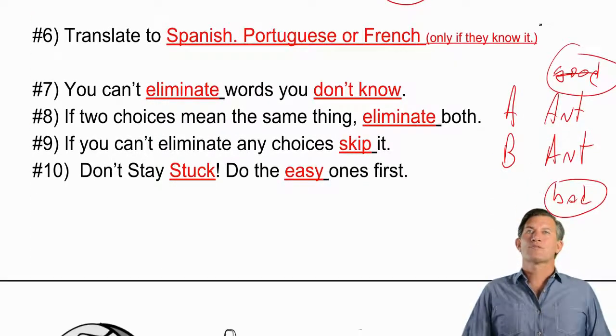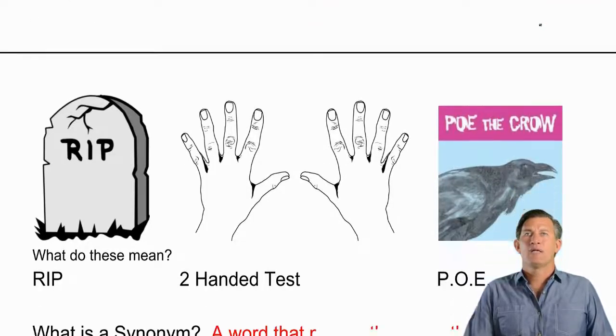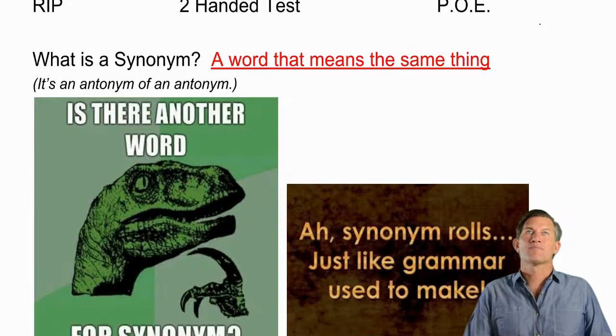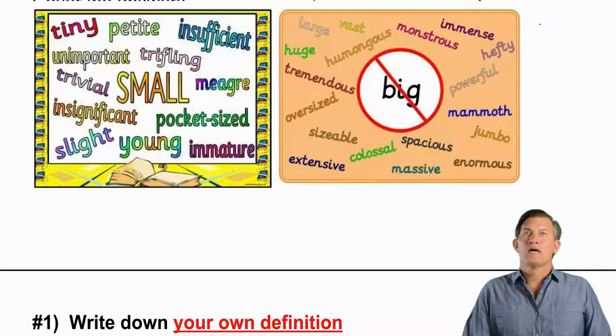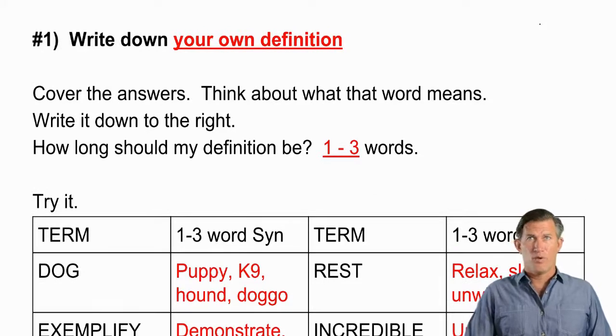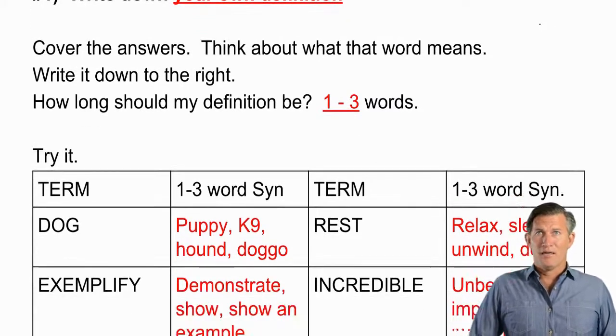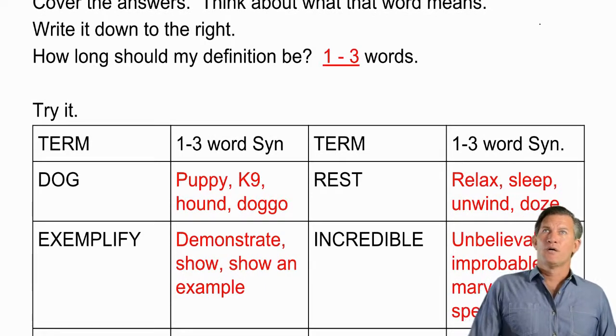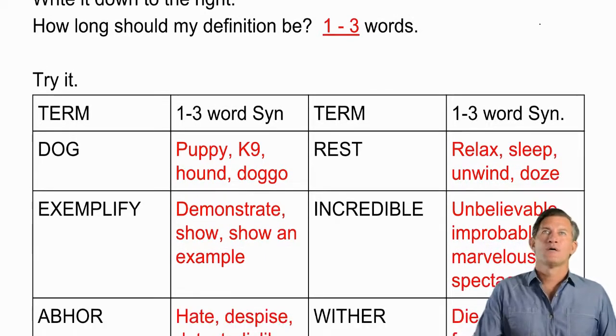Okay, let's go over these answers. Two-handed test, RIP. A synonym is a word that means the same thing. Okay. What are you going to write down? You're going to write down your own definition in 1 to 3 words. A dog is a puppy, is a dog. Canine, a doggo. Okay. A hound, a roof, a wawa. Okay. To exemplify means demonstrate, to show an example.